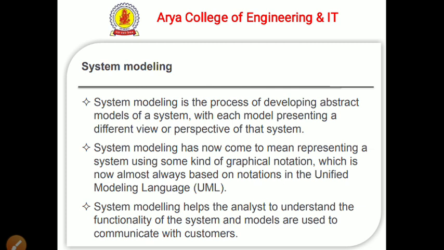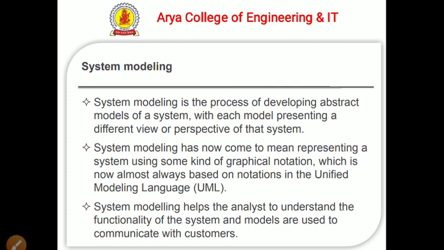System modeling is the process of developing abstract models of a system, with each model representing a different view or perspective of the system. System modeling has now come to mean representing a system using some kind of graphical notation, which is now almost always based on notations in the Unified Modeling Language. So we have Unified Modeling Language to represent the graphical notations.